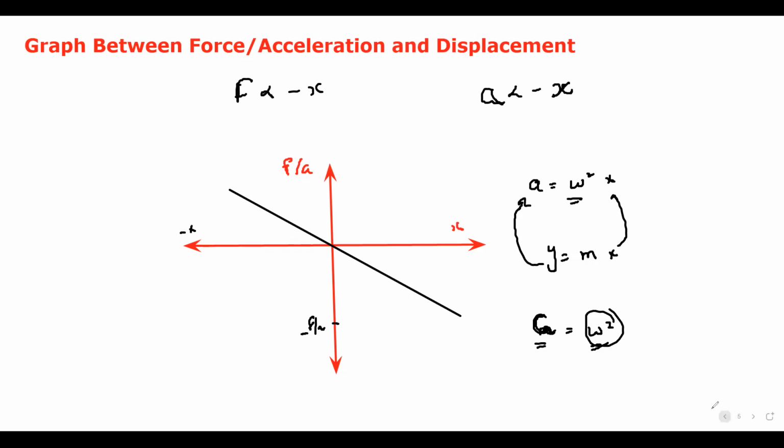So how can we relate this to A equals omega square x? We have the formula F equals m v square over r, and v equals r omega. That is actually the formula for centripetal acceleration, A equals v square over r, and v equals r omega. So in place of v, we can write r omega.